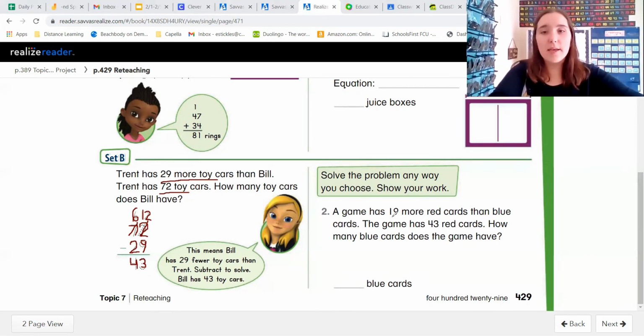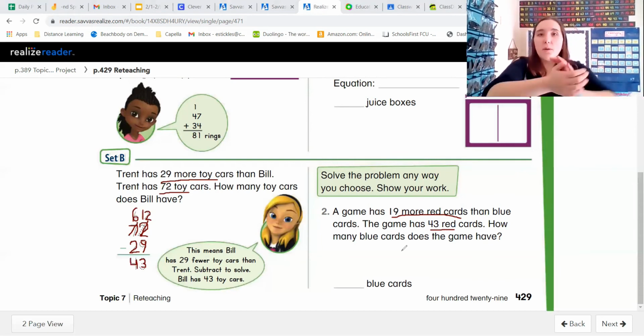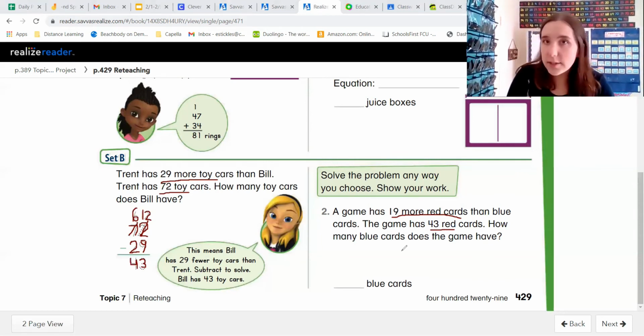A game has 19 more red cards than blue cards. The game has 43 red cards. How many blue cards does the game have? I want you to try and set this up all by yourself and try and solve it, and then come back to me when you think you found your answer.